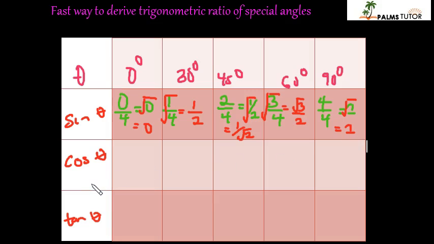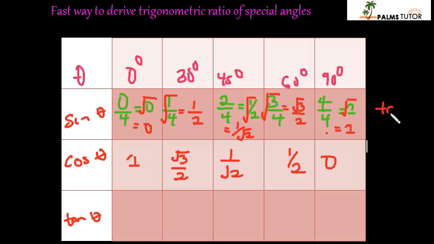How do we fill in the cos theta? Just simply write these values in the reverse order. That means you start from the back and begin to fill from 0. Sine 90 is equal to cos 0, so we write the value of this here. That's 1. Here, that's root 3 over 2. Then 1 over root 2. 1 over 2. Then here we have 0. That's the value of cos theta.